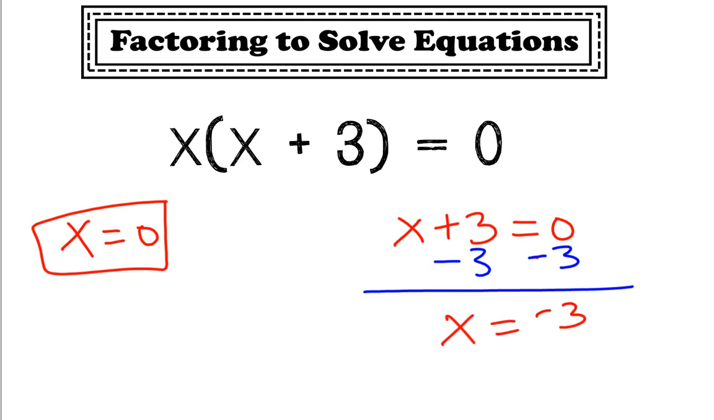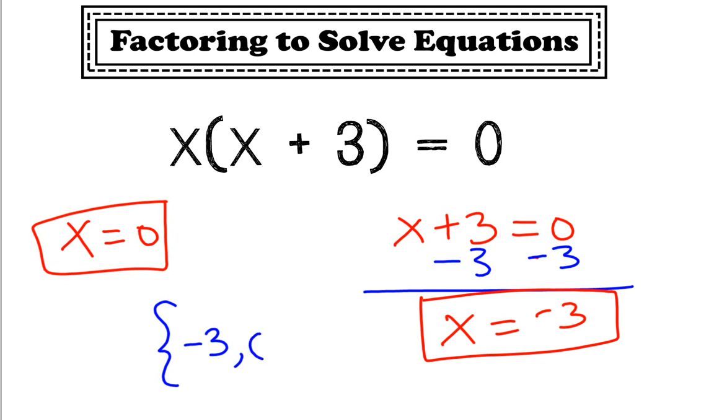And the answer is -3. So I have 2 potential answers. I don't exactly know which one it is, but I do know it could either be that the value of x is 0 or the value of x is -3. And when we have 2 possible answers, we generally write our 2 answers in ascending order, from least to greatest. And we put these fancy braces around it.